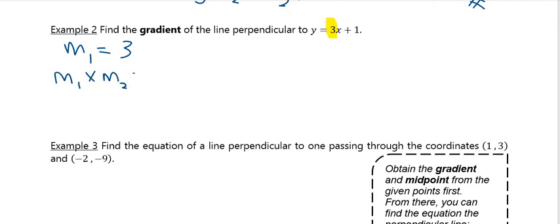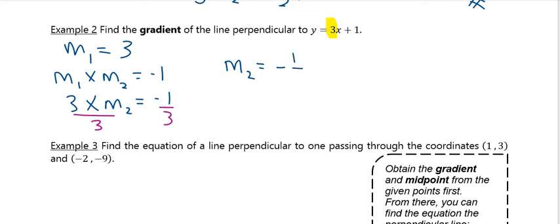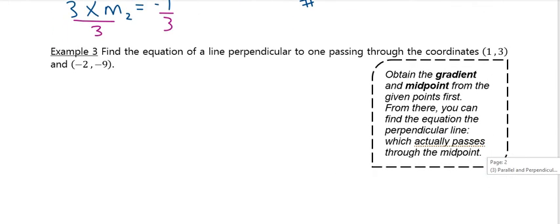m1 times m2 equal -1. The first gradient is 3, so 3 times m2 equal -1. Now 3 times m2 is 3m2. You just divide this by 3, right? So your gradient number 2 will be -1 out of 3. So this is your answer because you have to find the gradient only. Right, let's proceed to the last example.